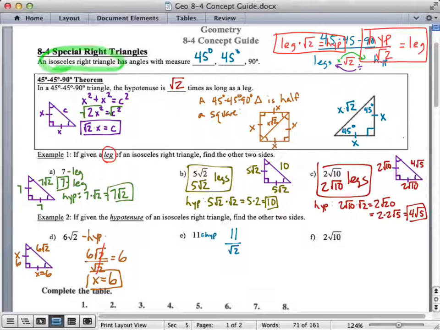Simplify. Radical on the bottom. Got to fix that. So we multiply by the square root of 2 over the square root of 2. We get 11 square root of 2 over 2. 11 over 2 does not reduce. That is a simplified answer. It's a little bit ugly, but it's simplified.